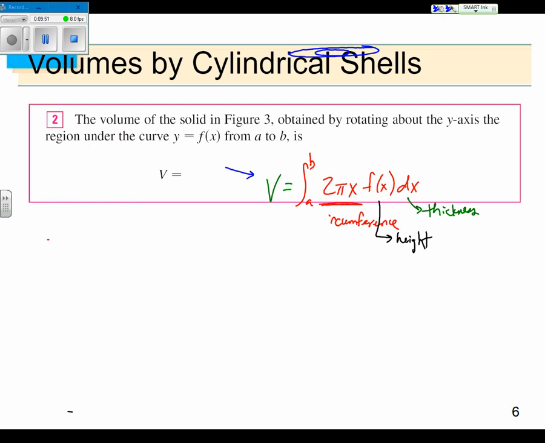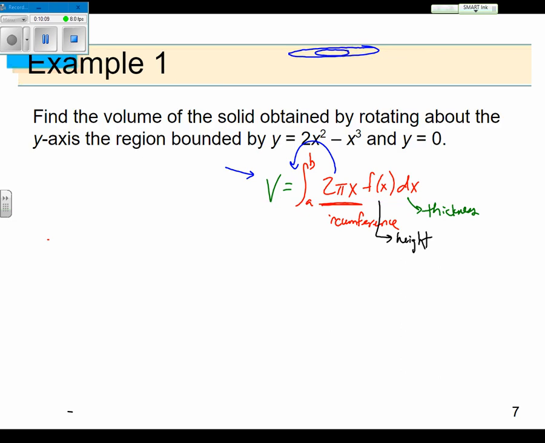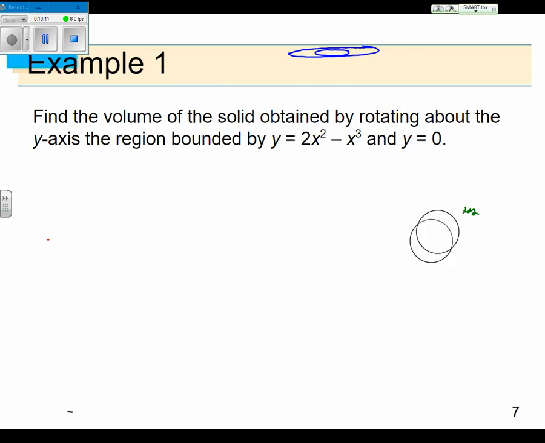Now, again, you're going to see me a lot pull this 2 pi out in front because it is just a constant. So all I've got to remember on this is x times f of x. It turns out to be a lot easier on some problems. You don't have to worry about disk or washer. Everything's going to be a cylinder.